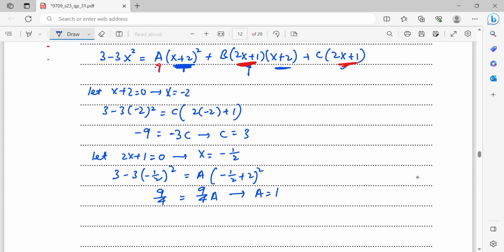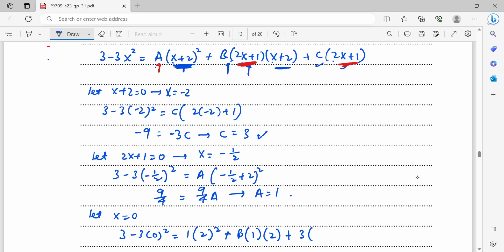Okay, so to find another unknown, we have found c and a. So now we need to find b. So to get b, you just let x be any other value because we don't have other factors. So let x be 0. So when x equals 0, my left hand side, 3 minus 3 times 0 squared, equals a, and my a is 1. I will directly change it to 1. Then my x is 0. 0 plus 2 is 2. So 2 squared plus b is unknown. 2 times 0 plus 1 is 1. Then 0 plus 2 is 2 plus c. Okay, c is 3, just replace it.